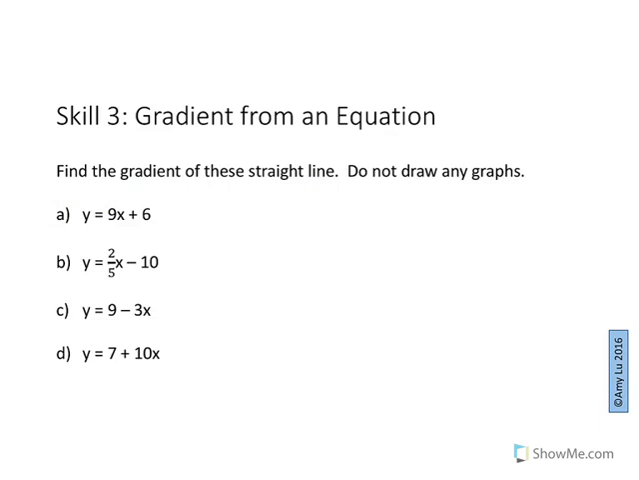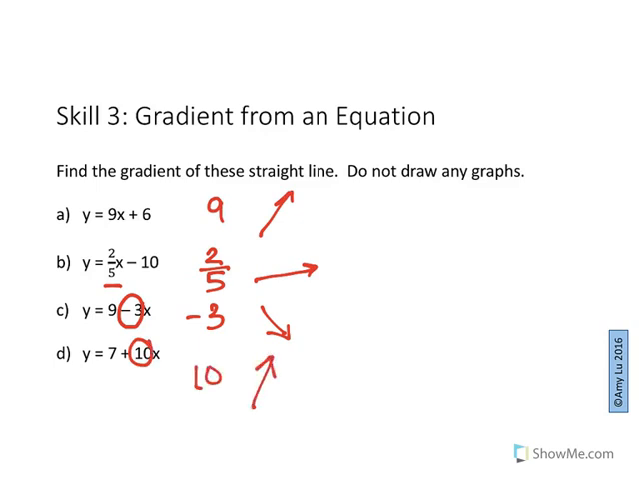For B, the gradient right next to the x is 2/5. In C, the gradient next to the x is negative 3. So you have to consider the sign in front, and that means this gradient will take the line down. This 2/5 will take the line a little flat. This 9 will take the line steeper. And then in D, the gradient is a positive 10, and that line will be steeper than the first one. And that's it.